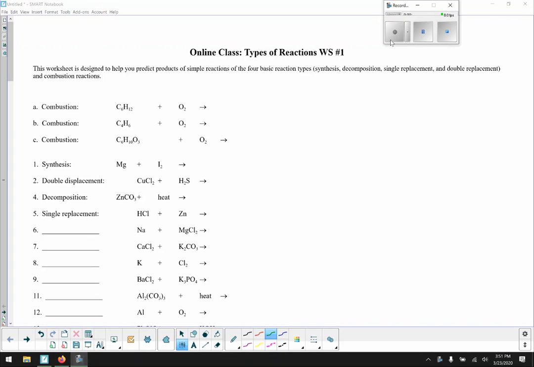So starting with the first three, letters A, B, and C, they're all labeled combustion. And in all of them, the thing being reacted with oxygen, so it's this oxygen that makes the combustion, is a hydrocarbon, something made out of only hydrogen and carbon and optionally oxygen. Whenever you have a combustion of a hydrocarbon, no matter what that hydrocarbon is, it always gives you the following products: CO2 plus H2O. Always. For all of these, the products are going to be the exact same thing.